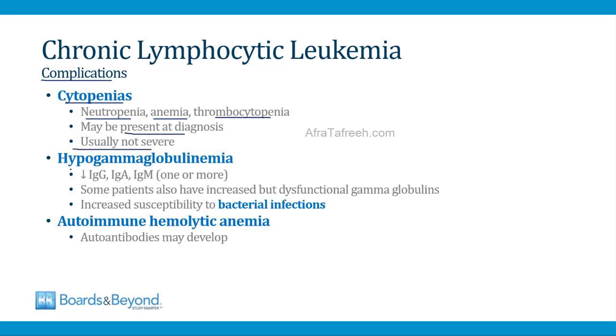Also in CLL, there can be hypogammaglobulinemia. So remember that B cells normally produce antibodies, but when patients have CLL, that process can be disrupted. So these patients can have low levels of IgG, IgA, or IgM antibodies. Often one or more antibody levels is decreased. Some patients even have increased levels of antibodies, but they're dysfunctional because the gamma globulins, which make up the antibodies, are abnormal. So what this all means clinically is that patients with CLL are immunocompromised and they have an increased susceptibility to bacterial infections.